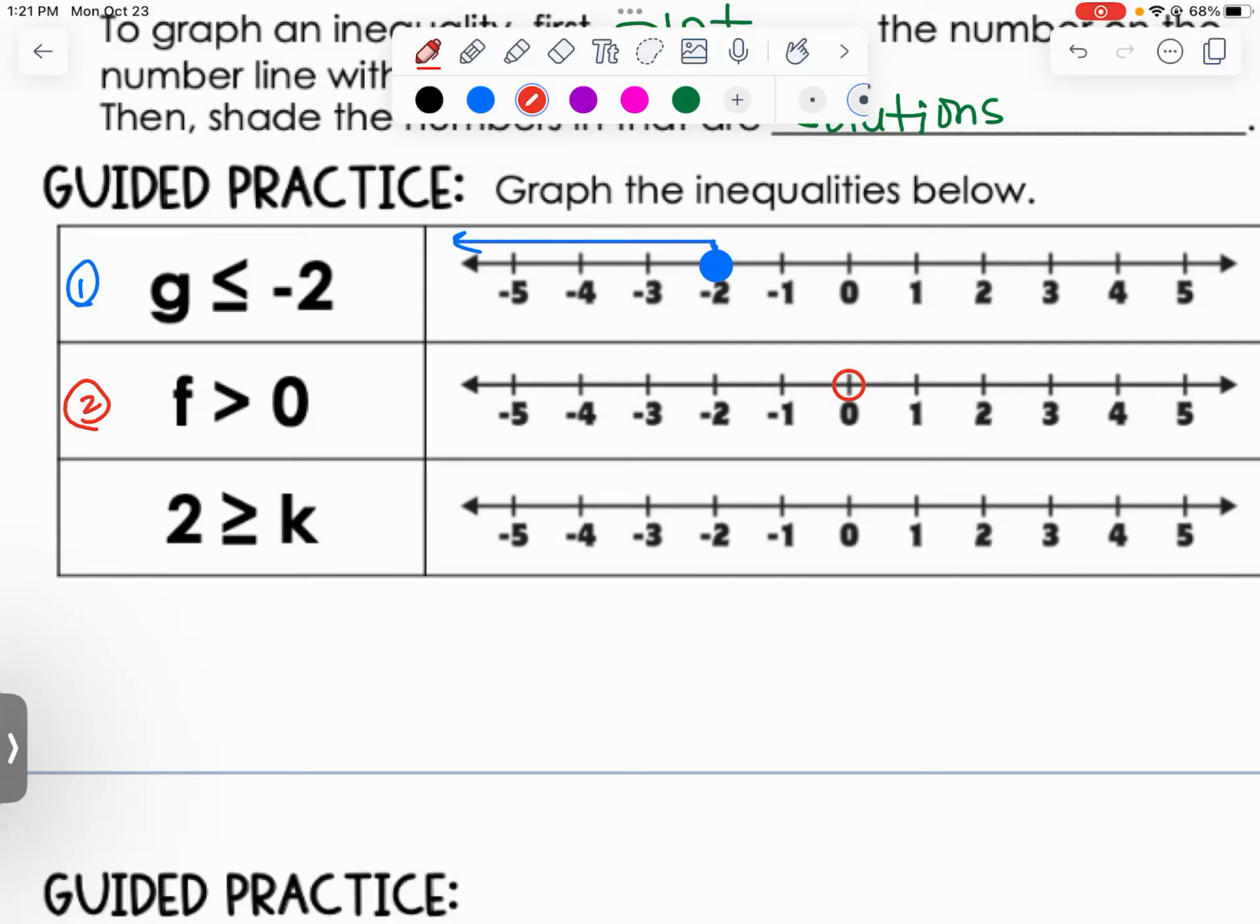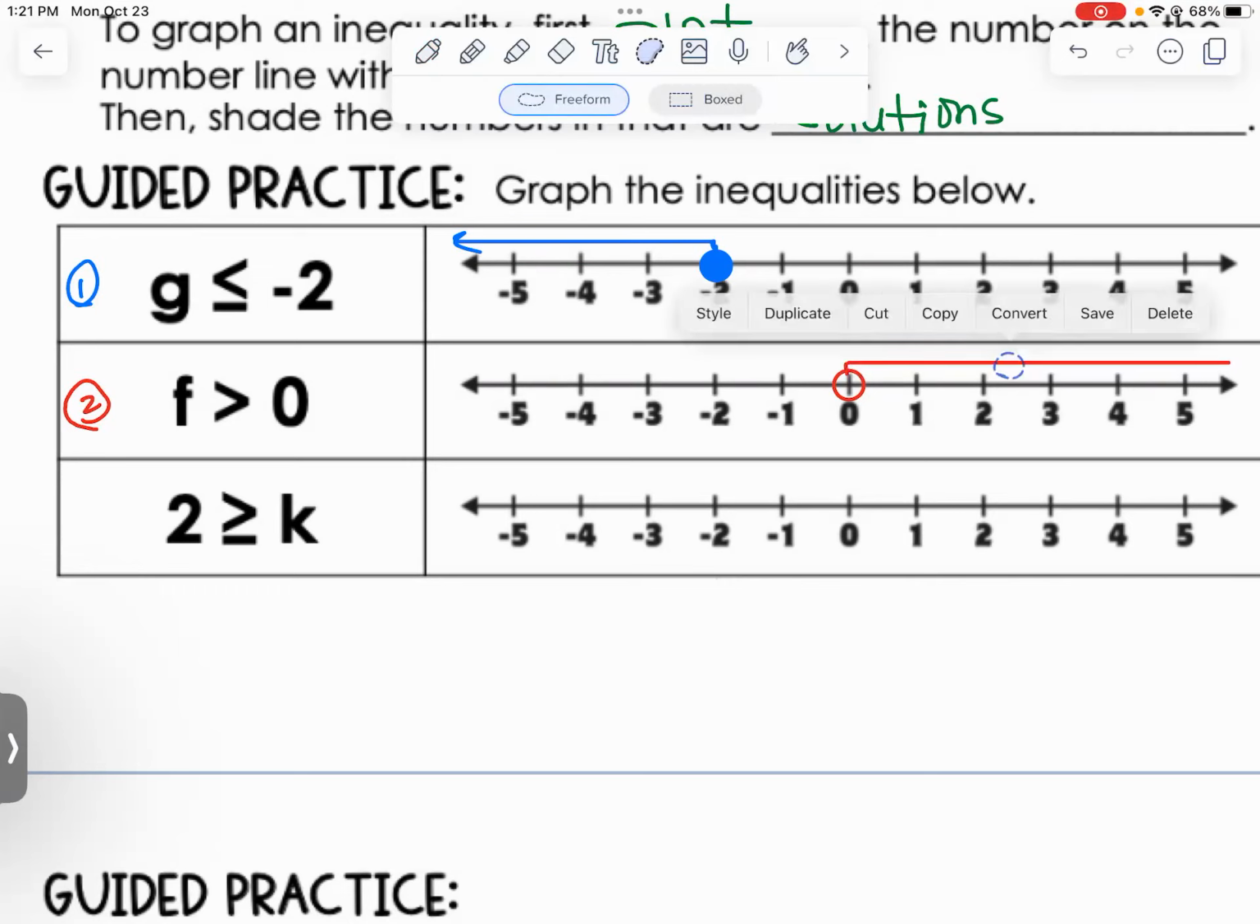Now we need to decide which way it's gonna go. Well, this says F is greater than 0. So I want to shade in numbers that are bigger than 0. So where are their numbers bigger than 0? Yeah, 1, 2, 3, 4, 5, all of those numbers. So we're gonna shade those numbers in over here.